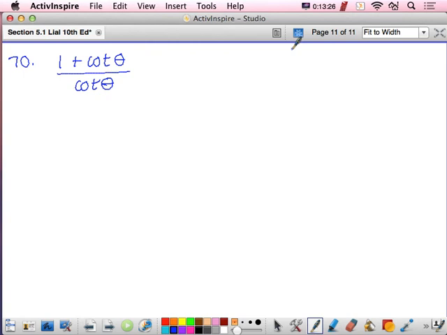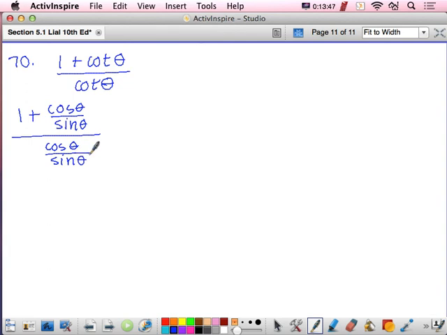They said change it all to sines and cosines. So we're going to do that first. So I'm going to take the 1 plus cotangent and replace it with 1 plus cosine over sine. And then I'm going to take the cotangent on bottom and replace it with cosine over sine. Now we have fractions inside of fractions.